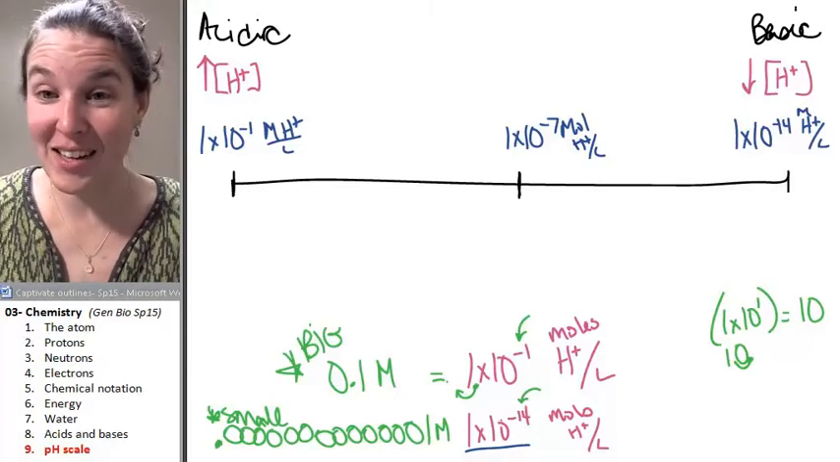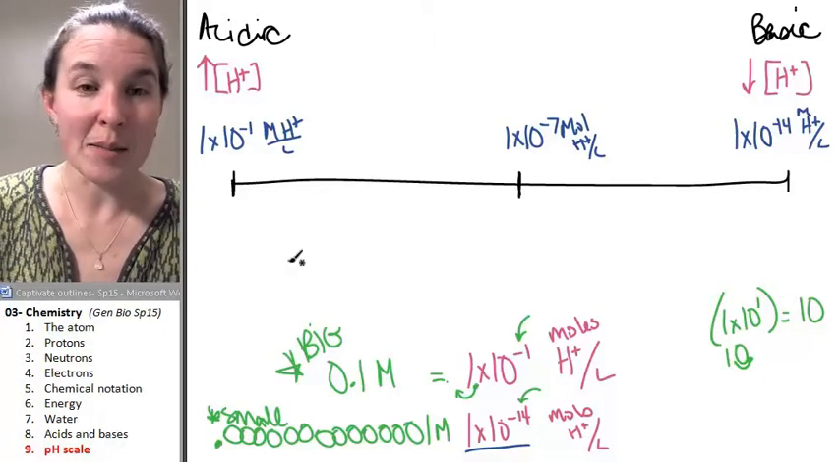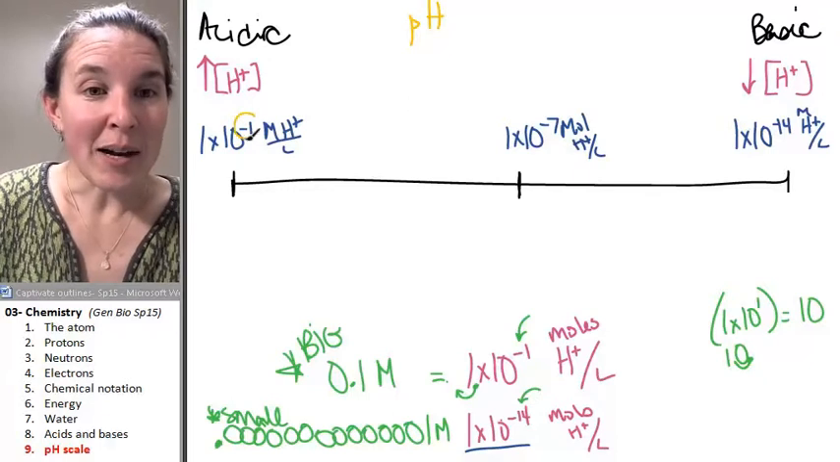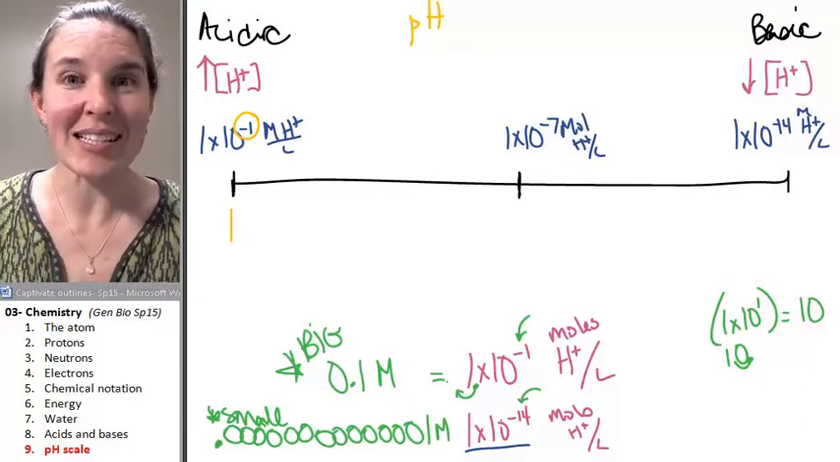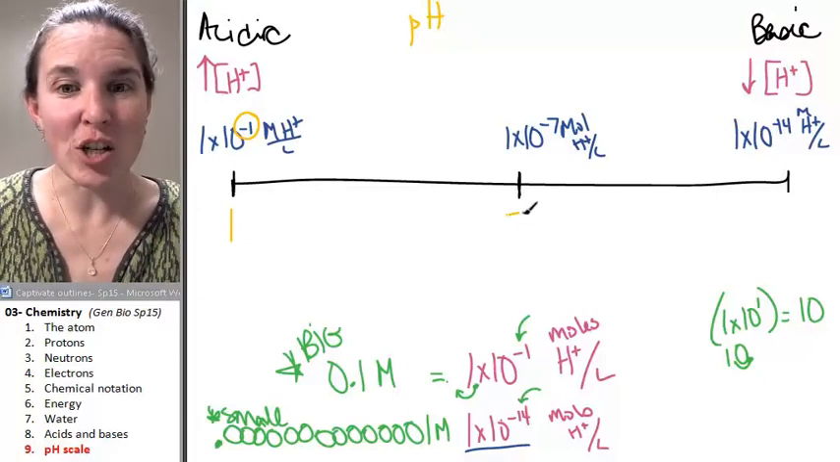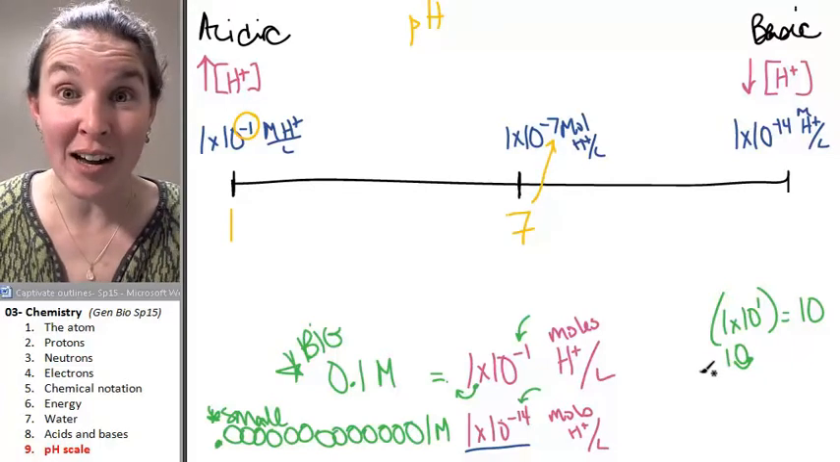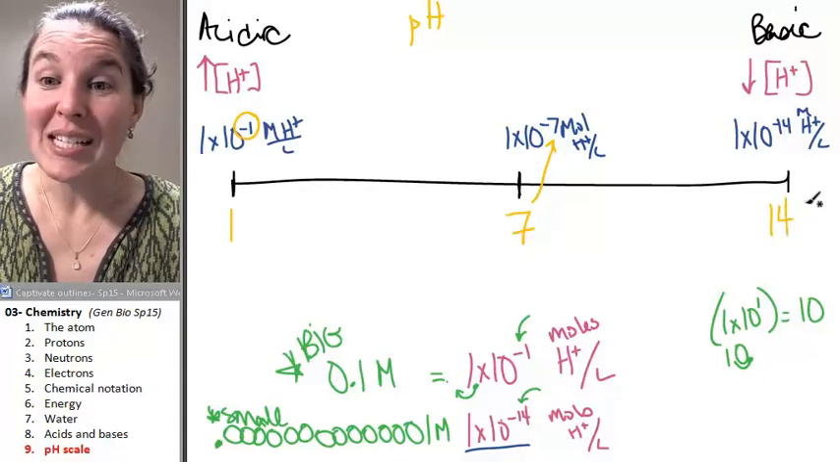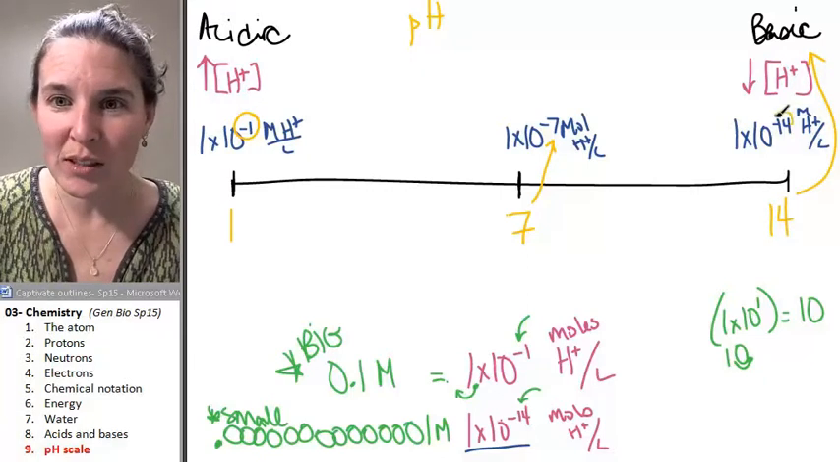I'm going to do my pH scale in the most fantastic color imaginable on the planet, yellow. This is my pH scale. I go by my exponent. A pH of 1 is acidic. A pH of 7 has fewer hydrogen ions than a pH of 1. A pH of 14 is basic. Does that totally rock your world?